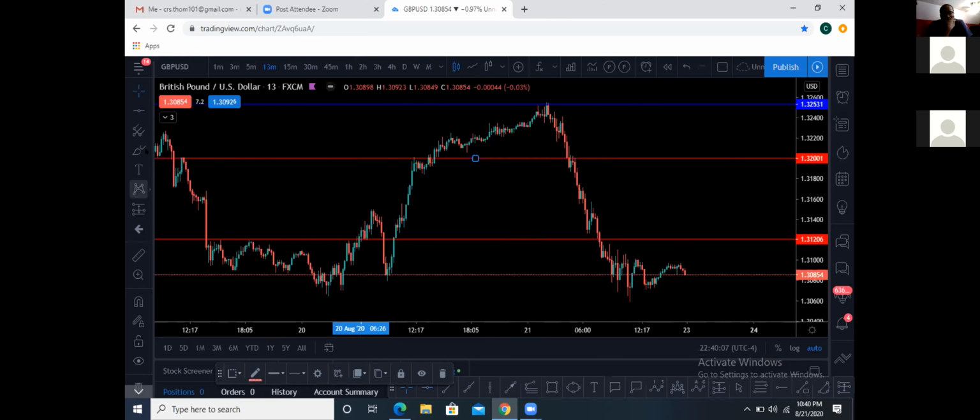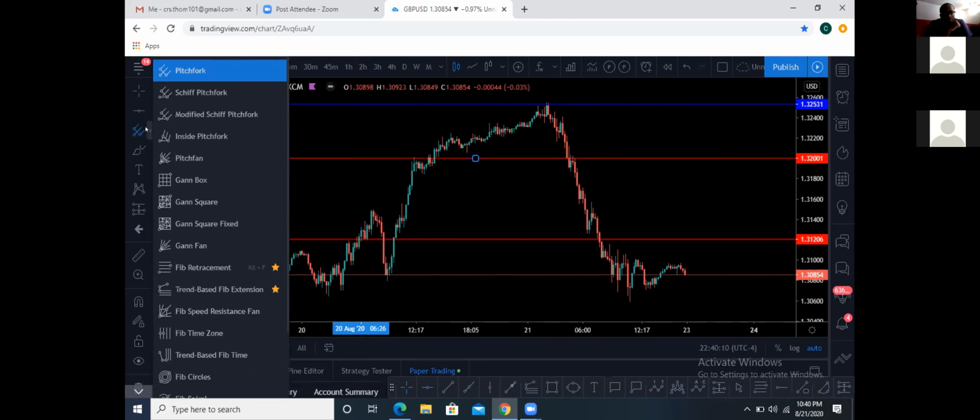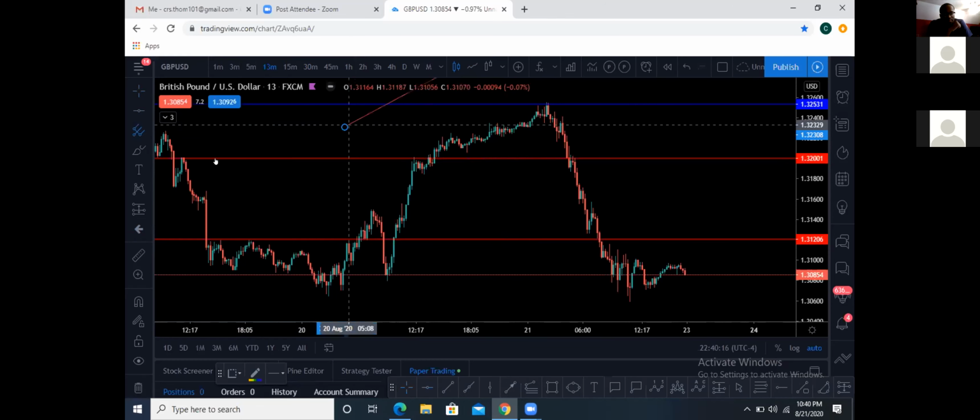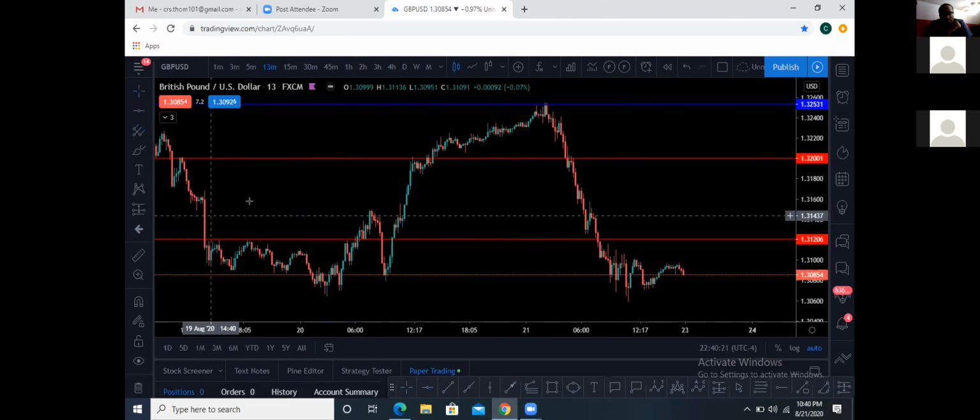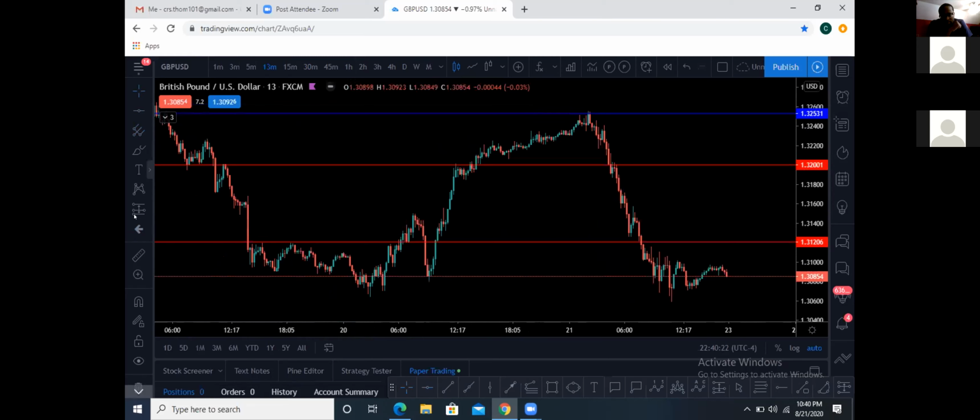Hey Paul, real quick, where is the icon that allows you to make a square, or if you wanted to, a rectangle? Yeah, the rectangle, I believe it's below the T.